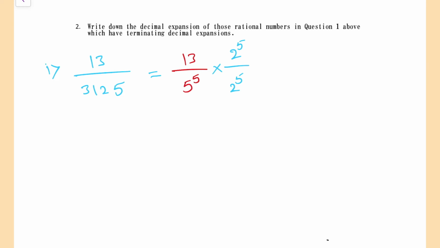If 5 is there 4 times, compulsorily 2 should be there 4 times. If 2 is there 10 times, 5 also should be there 10 times. 5 and 2 should be there with the same power. Now the numerator: 13 as it is into 2 power 5, that is 2 into 2 into 2 into 2 into 2, 32. By 5 power 5 into 2 power 5, that is 10 power 5, which equals 13 times 32.